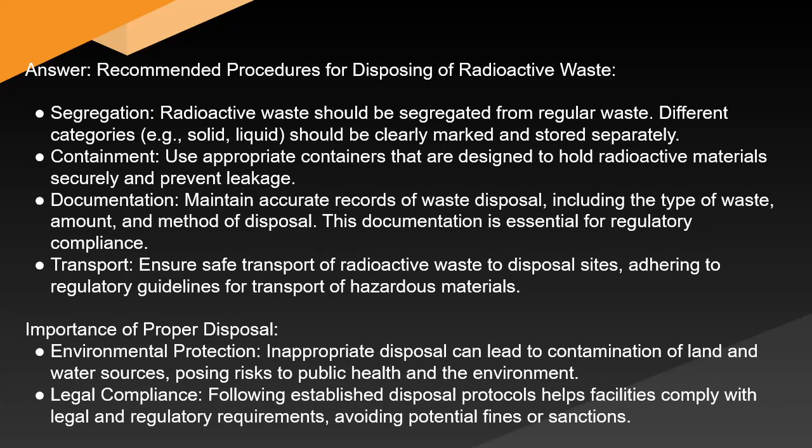Answer: recommended procedures for disposing of radioactive waste. Segregation. Radioactive waste should be segregated from regular waste. Different categories, e.g., solid, liquid, should be clearly marked and stored separately. Containment. Use appropriate containers that are designed to hold radioactive material securely and prevent leakage. Documentation. Maintain accurate records of waste disposal, including the type of waste, amount, and method of disposal. This documentation is essential for regulatory compliance. Transport. Ensure safe transport of radioactive waste to disposal sites, adhering to regulatory guidelines for transport of hazardous materials.